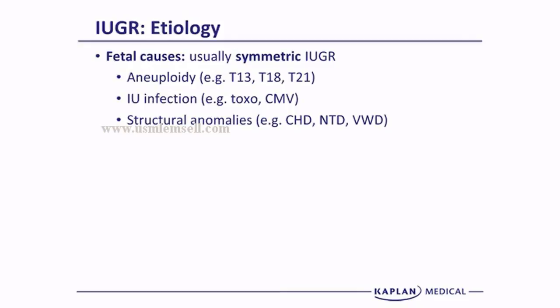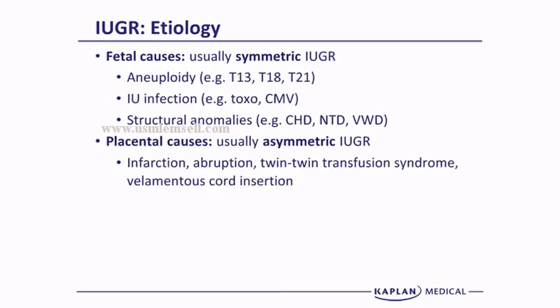Now let's look at the causes of asymmetric IUGR. It could be placental causes because the placenta is not getting enough oxygenation and nutritional substrates, enough carbohydrates, enough lipids, and enough amino acids to the baby. It could be an infarction. It could be an abruption. An old abruption can look like an infarction when you examine the placenta.